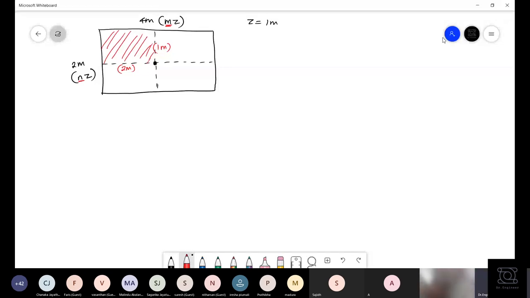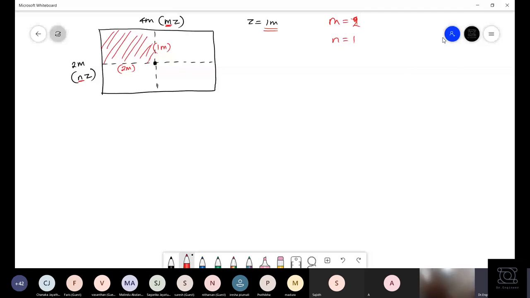So in that case, we get M equal 2 and N equal 1, right? So this side is 1 meter, the depth is 1 meter. Directly, these are M and N, right? So M is 2 and N is 1. So we know those values.